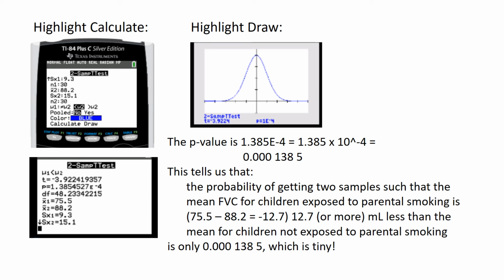If you go back into your two-sample t-test, and instead of highlighting calculate, you highlight draw, it will give you that graph on the top right of your t-distribution. And in the middle, you have 0. The difference between the two is 0. And if you went out to the left, you would go to negative 12.7. That's the difference between the two. And you would find a little tiny bit of blue shaded in. Well, we can't even see it. It's so far out there.